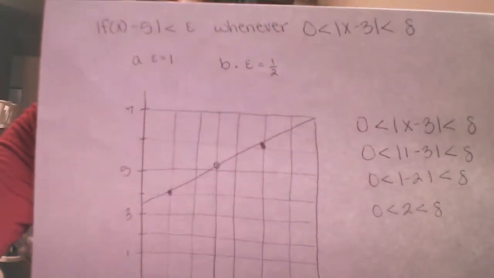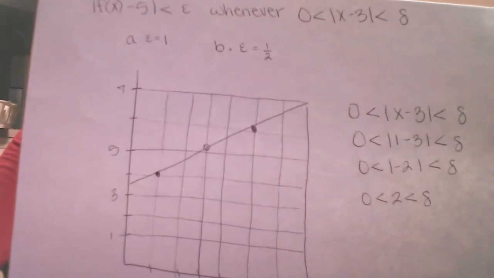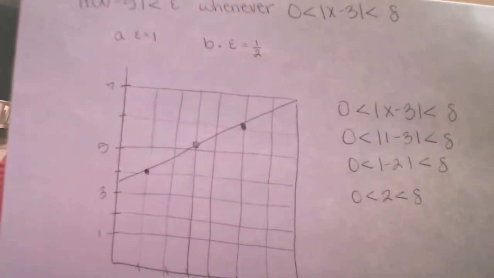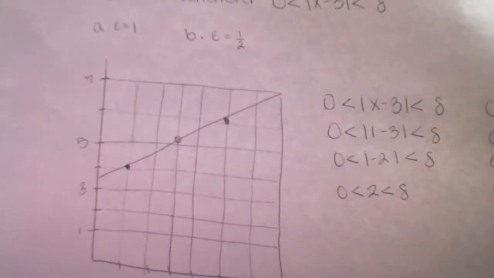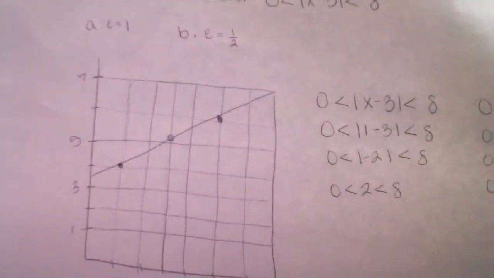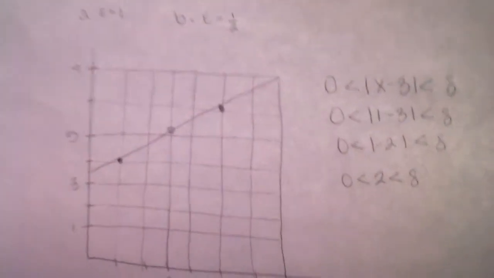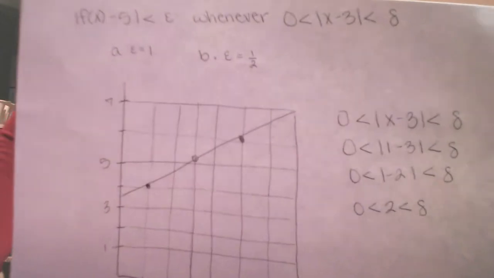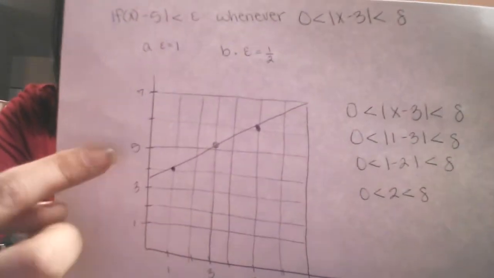So the function given was: the absolute value of f of x minus 5 is less than epsilon whenever 0 is less than the absolute value of x minus 3, which is less than delta. So with this graph, you'll take f of x minus 5 and locate that as epsilon.